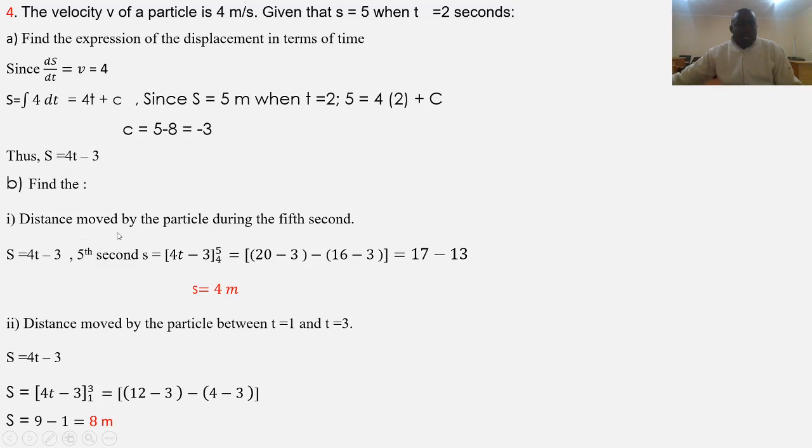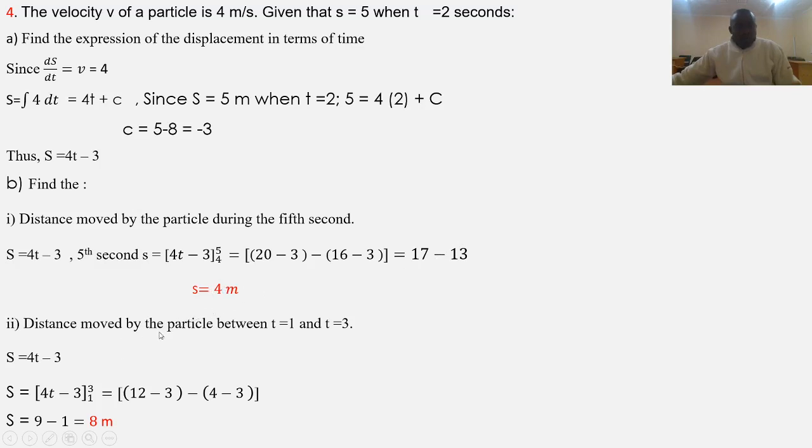Then we find the distance moved by the particle during the 5th second. During the 5th second, like I said from above, is that the integration that you did for s, you substitute 5 and 4, so you'll find 4 meters.